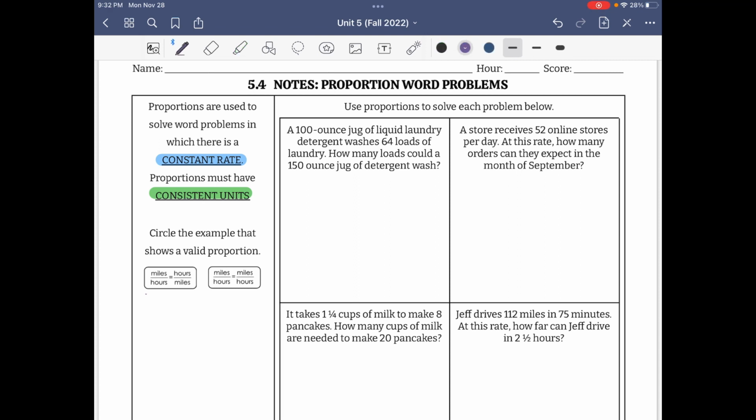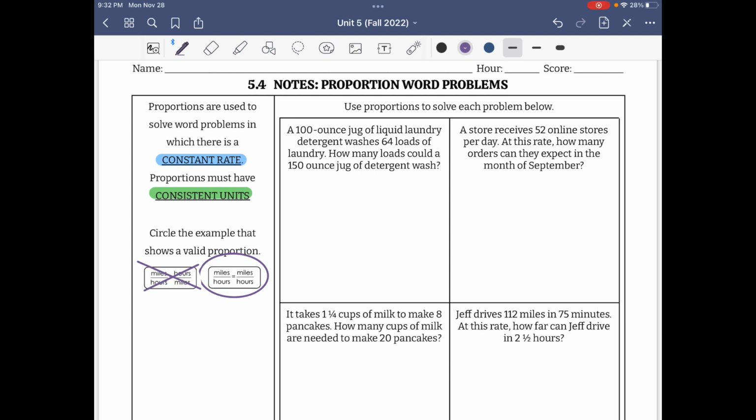It says, circle the example that shows a valid proportion. Now, you're looking for the one that has the same unit on top for both. And because this one switches from miles to hours, that one's not it. It has to be the other one because miles is on top for both of them and hours is on the bottom for both of them. Okay? So make sure you cross out the one on the left because I don't want you to look back and think that that is correct, because it is absolutely not.